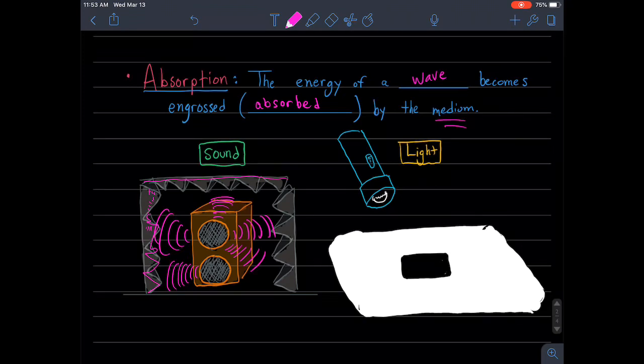Also some nice headphones too can absorb sound waves so that your whole family can't hear what you're listening to on your headphones, or if you're on an airplane listening to music, the people next to you don't have to listen. Now light is an interesting thing.